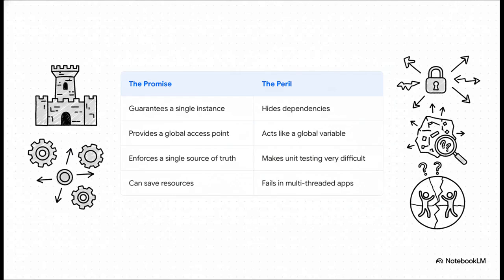And this really gets to the heart of the debate. On one hand, you have the promise. You're guaranteed to have a single instance, a global access point, a single source of truth. It sounds great, but then you look at the peril. It basically acts like a global variable, which can be modified from anywhere, making your code super unpredictable. It also hides the dependencies of your classes. And testing? Oh, it makes testing a total nightmare, because you can't just create a fresh, clean version for each test. And that's not even mentioning the headaches it can cause in multi-threaded code.